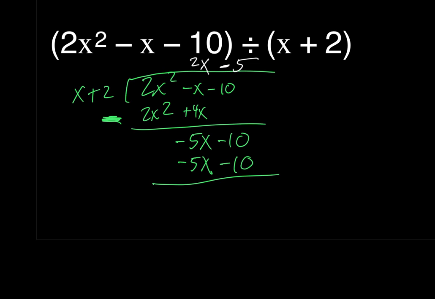I'm going to subtract. Minus a negative is plus a positive, that's 0. Minus a negative is plus a positive, so 10 plus 10 is 0. So my answer would be 2x minus 5. There is no remainder.